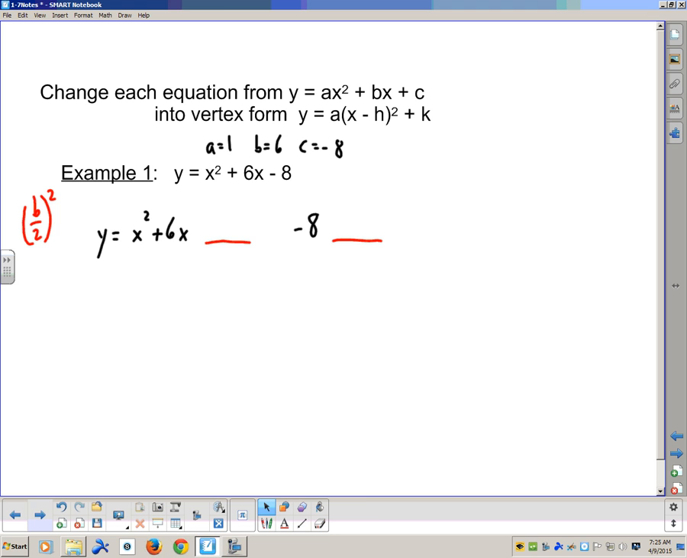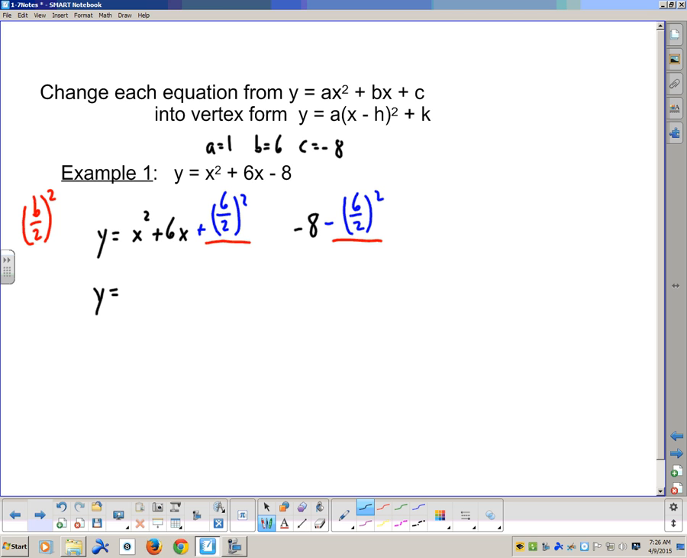So again, what I said there is we're going to take b divided by 2 and add it right here. So I'm going to add 6 divided by 2 squared. And then over here, I'm going to subtract 6 divided by 2 squared. And as soon as we clean this up, it'll start to make more sense to you why we're doing that.